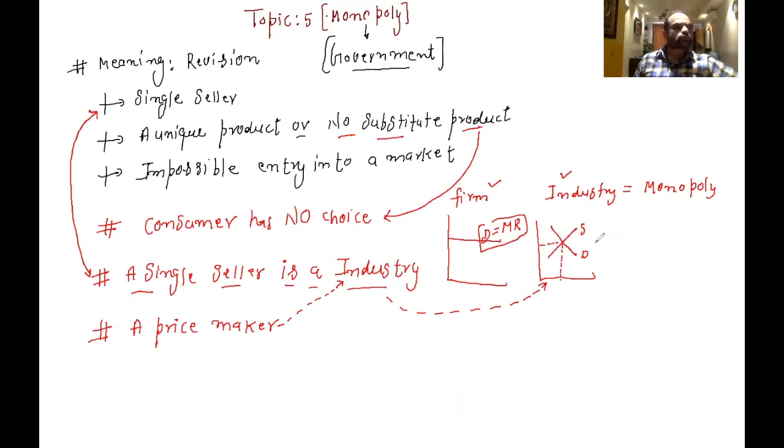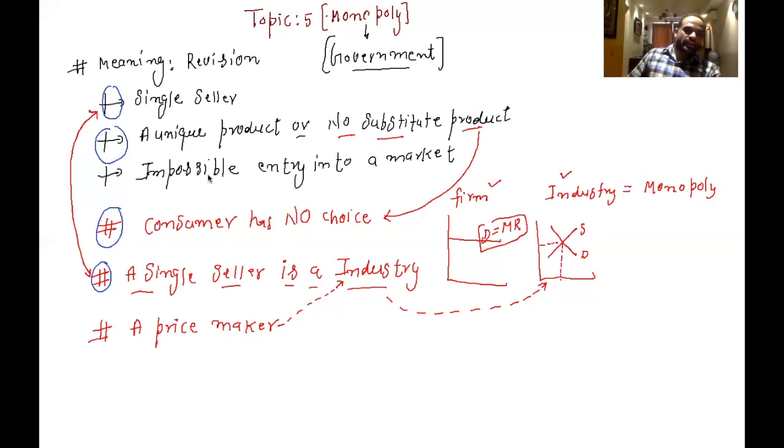Now, next, we already looked at the single seller that we have to remember. The second thing is that the consumer has no choice, which means a unique product. That's why there is no choice. Your product is unique because there is no substitution, right?